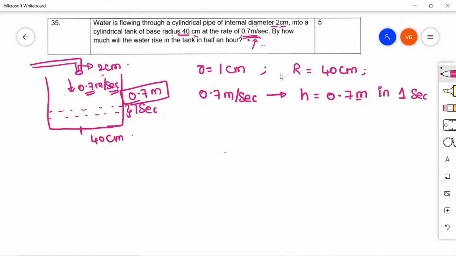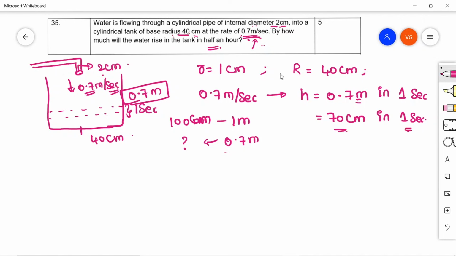So let us convert these meters also into centimeter. So you know 100 centimeters is 1 meter. So 0.7 meters is how many centimeters? So 0.7 into 100, that will be 70 centimeter in 1 second. So they have asked for half an hour, right? So now volume, how much volume of the water is flowing in 1 second? 70 centimeter is flowing in 1 second.